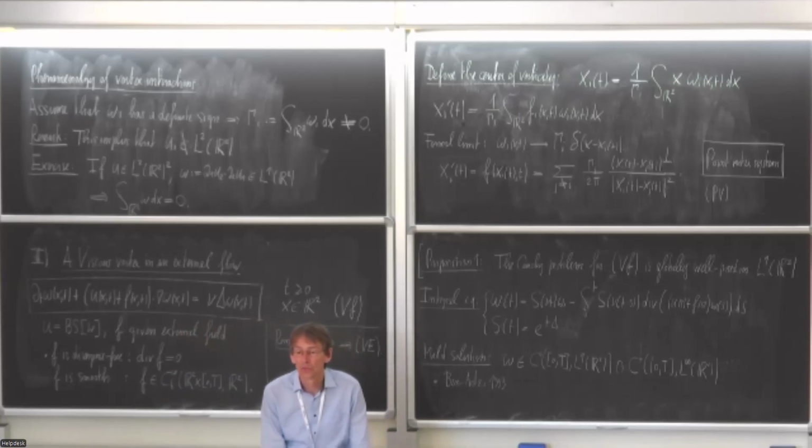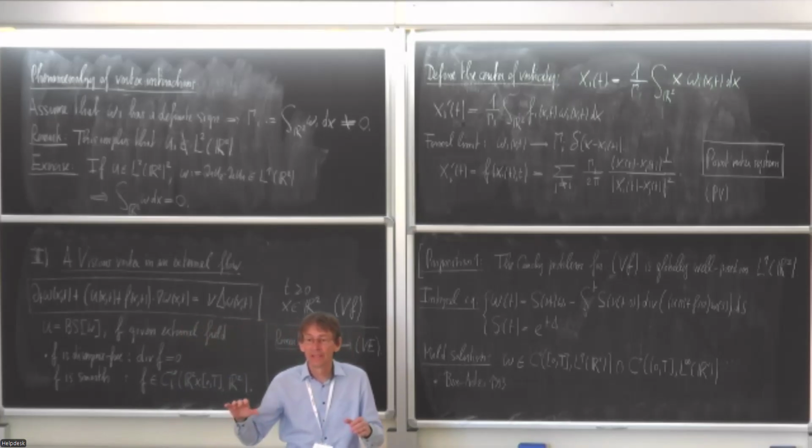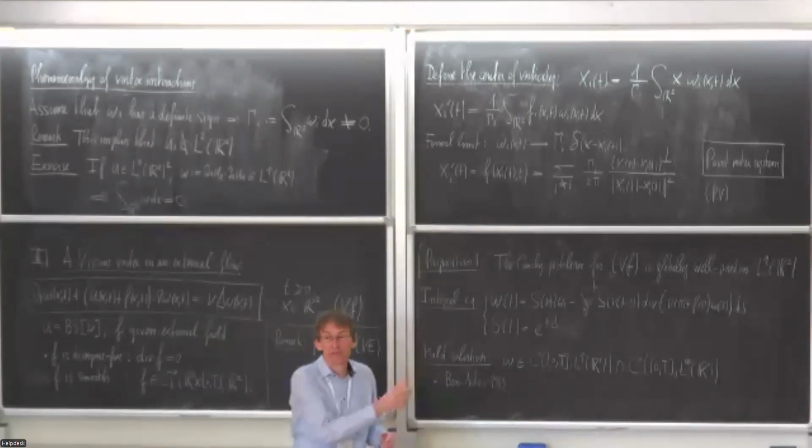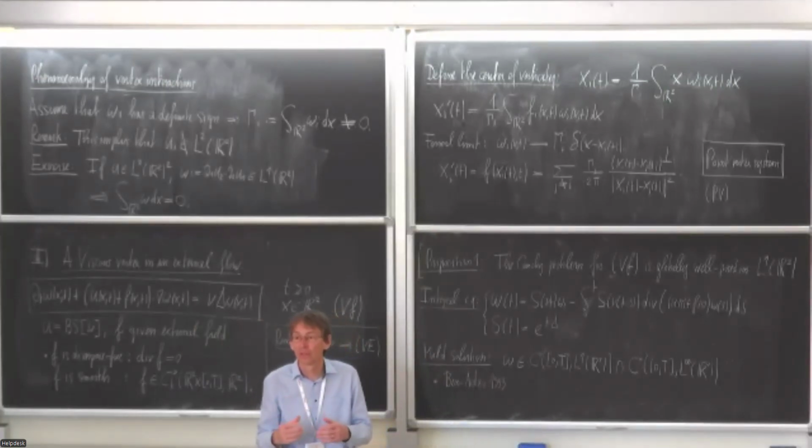For vortices which are widely separated, the leaking of circulation from one vortex to the other is extremely weak. So they keep the same circulation to a very good approximation. But in the regime we cannot describe so far, like the merging interaction, this is a completely different story.